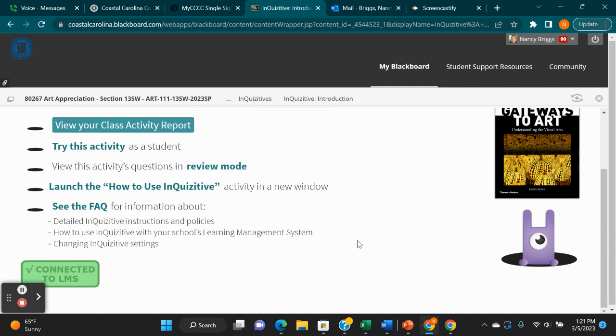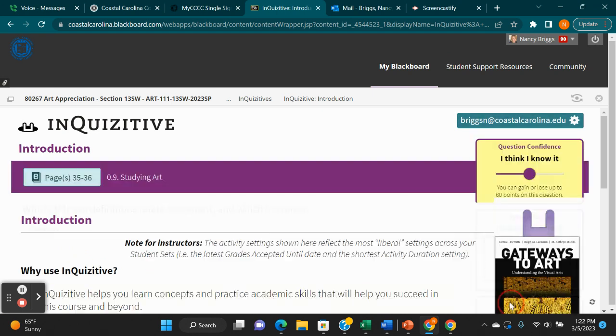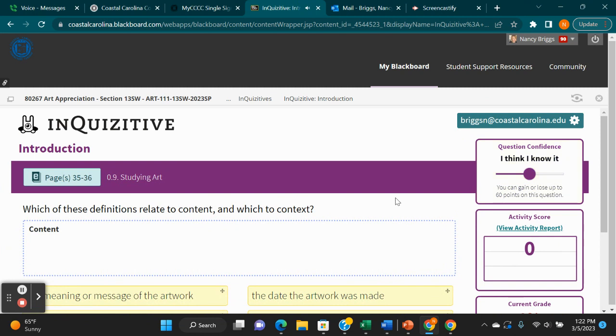Mine launches as the instructor. Yours will just go right into this type of thing here. And you can see down here on the bottom, you can do a quick start video if you're not sure what to do, or start answering questions. So this is what it looks like. What you need to pay attention to, there's two things. Obviously, you need to pay attention to the questions.